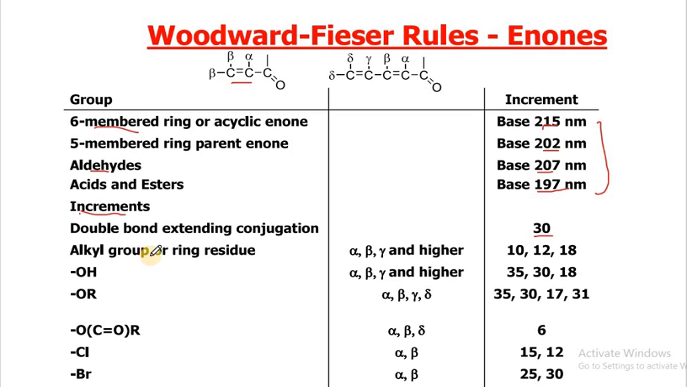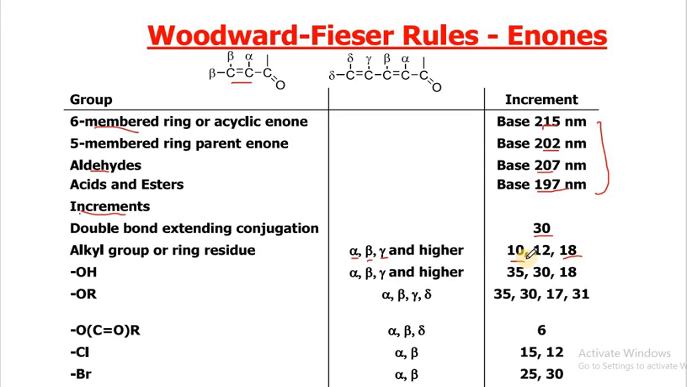And if alkyl group is added or ring residue is present, then we have to consider at what position it is present to the carbonyl group, if it is alpha position or beta position or gamma position, delta position or higher position. So if it is present at alpha position, then 10 nanometers added. If it is present at beta position, then 12 nanometer, and if gamma position or higher, then 18 nanometer are added.